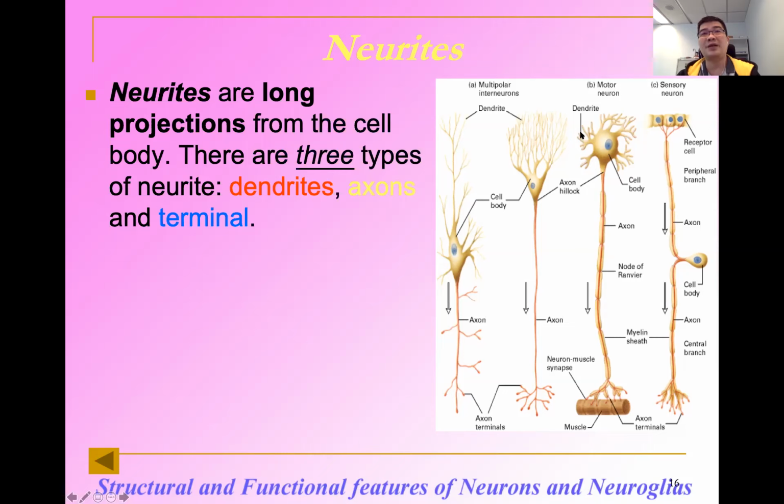So here is a dendrite. The dendrites receive input from different neurons. And then the axon, so this is the axon hillock. Once we receive enough information to generate an action potential, then it will generate the action potential and it travels all the way down to the terminal.